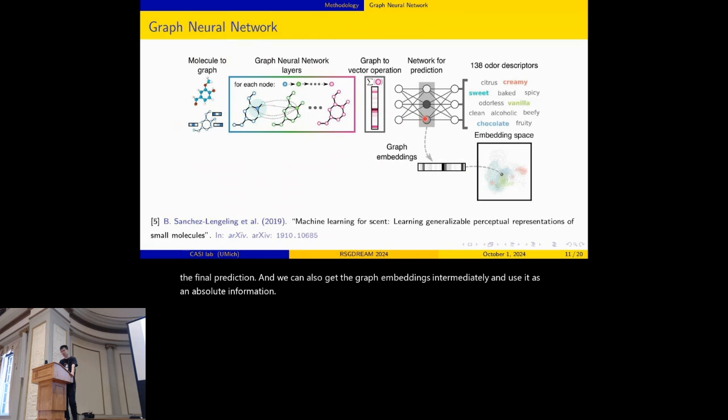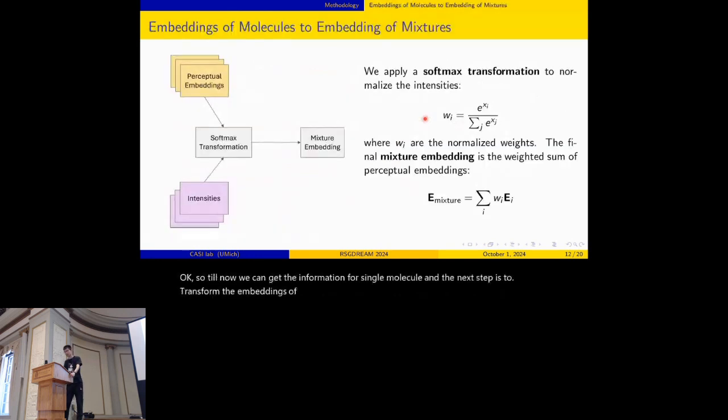Okay, so till now we can get the information for a single molecule, and the next step is to transform the embeddings of single molecules to embeddings of mixtures. So here we apply a softmax transformation to normalize the intensities, where the w_i are the normalized weights, and the final mixture embedding is the weighted sum of the perceptual embeddings.